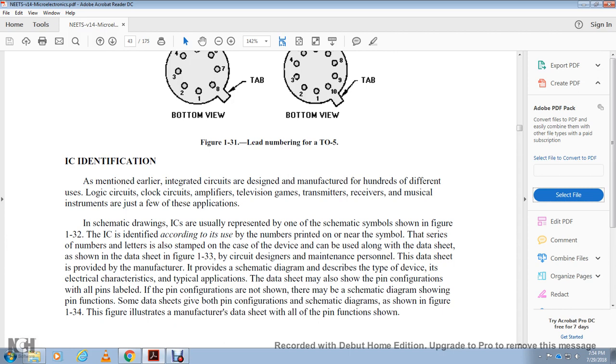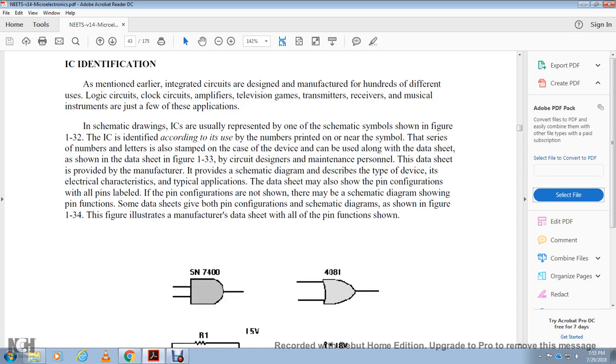Circuit design and maintenance profile. The manufacturer provides a data sheet to describe the type of device, electrical characteristics, and typical applications. The data sheet may also show the pin configuration, with all pins labeled. The pin configuration may not be shown, but the schematic diagram may show the pin functions, and some of the data is given in both the pin configuration and schematic diagram, shown in figure 134. The figure illustrates the manufacturer's data sheet with all the pin functions shown.